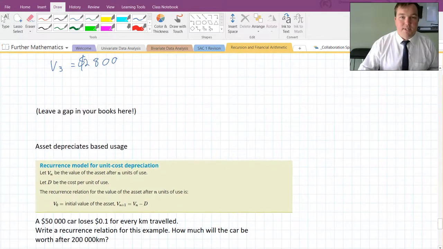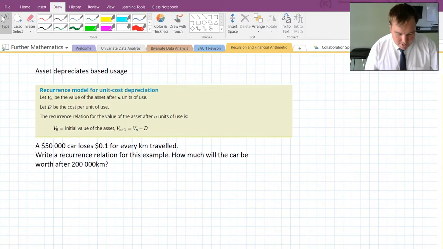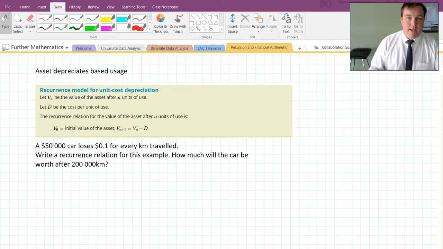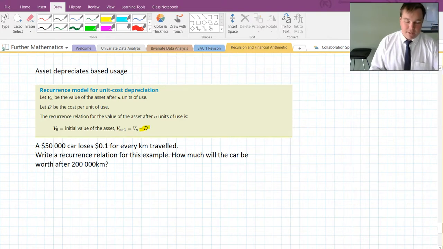Alright, once again, leave a gap here. Assets can also depreciate based on usage. Basically, it's exactly the same thing, except here, the difference D is the amount that it loses each time.